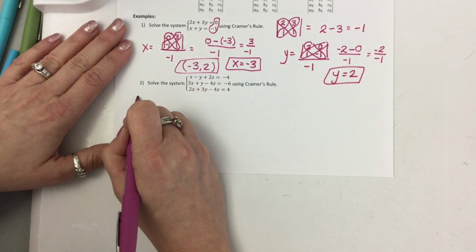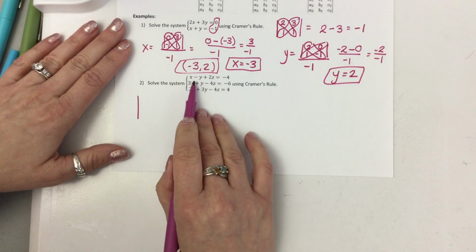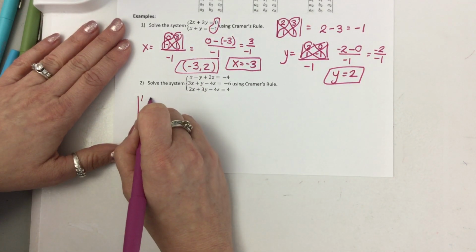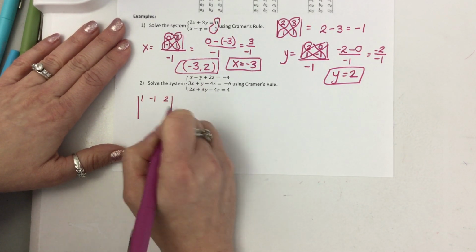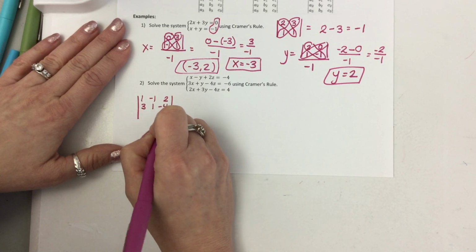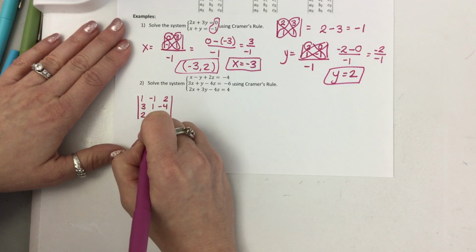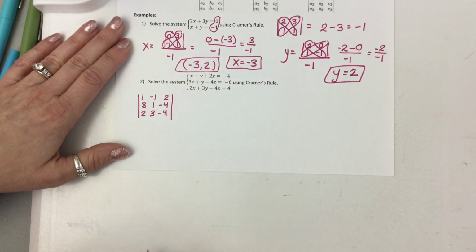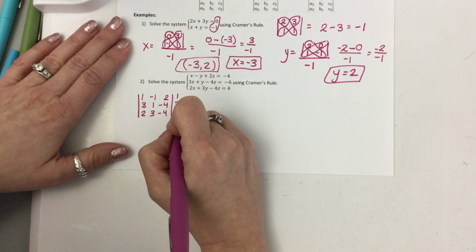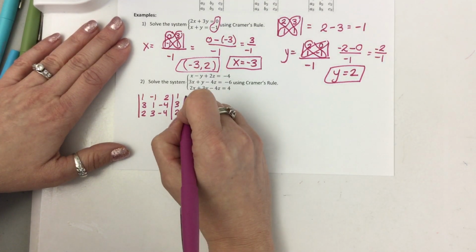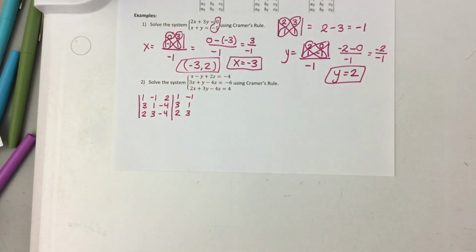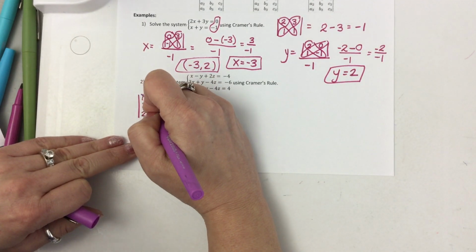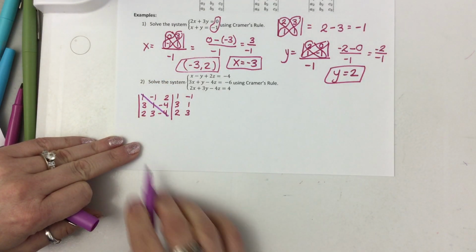Step 1, we have to find the original determinant from the coefficients. The x's, y's, z's are all lined up. So it's 1, negative 1, 2. 3, 1, negative 4. 2, 3, negative 4. When you are finding the determinant of a 3 by 3, you take the first column, write it on the outside. Take the second column, write it on the outside to the right of the first column. Now, remember, this is where we draw all those lines.